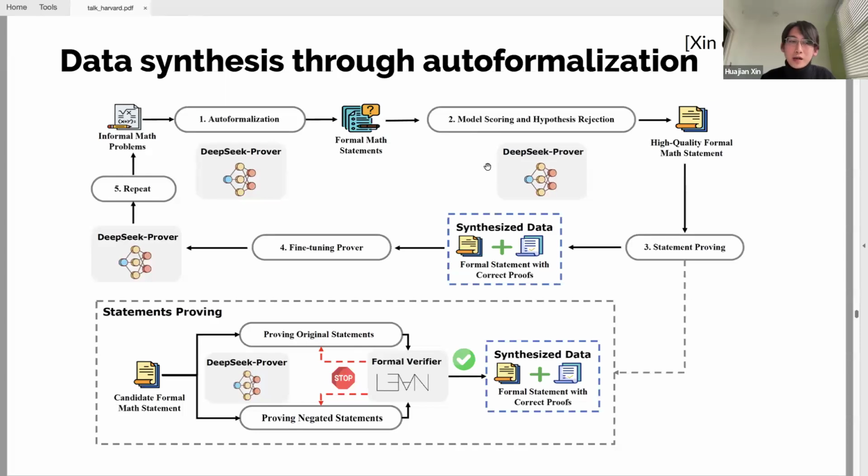Currently I'm also focused on this problem, and I'm trying to propose a more complex scoring method to solve it. Thanks. Thank you.